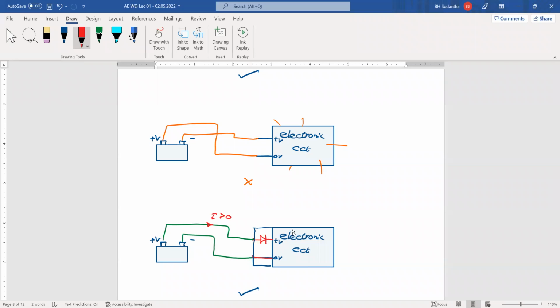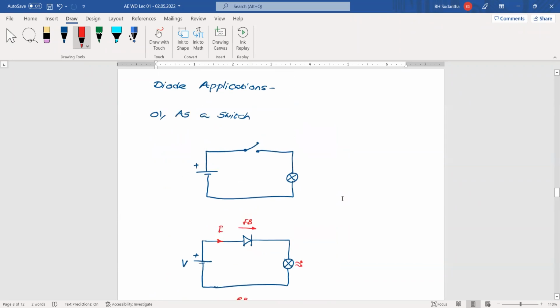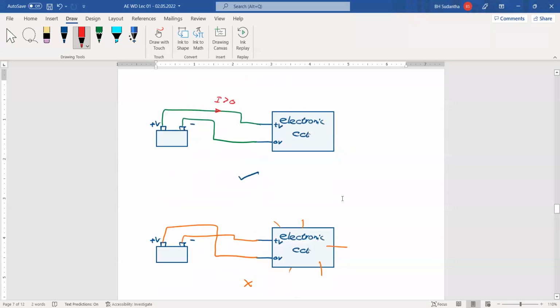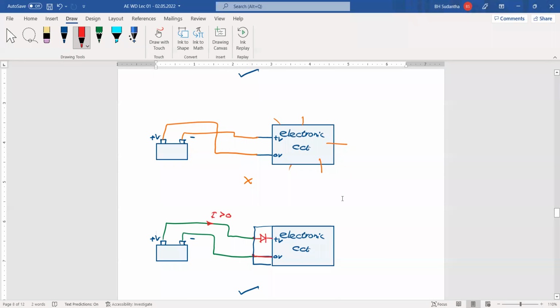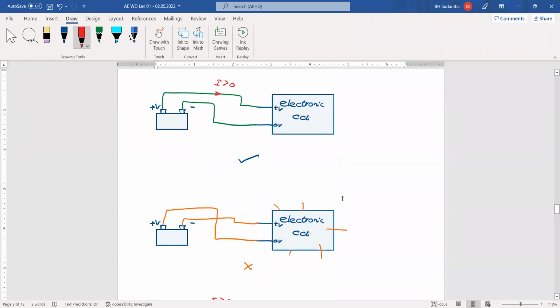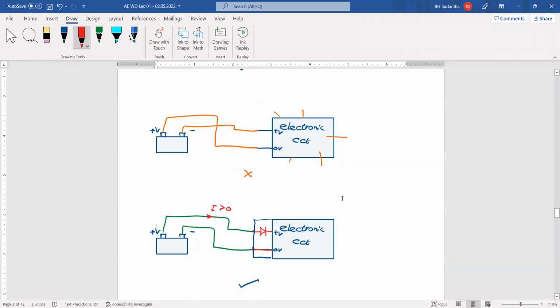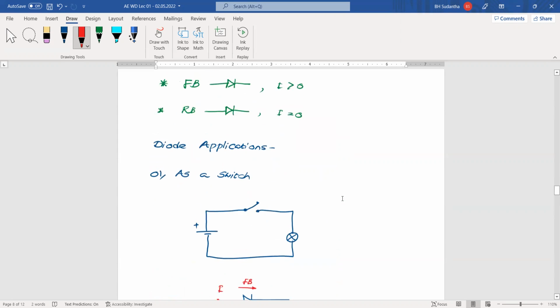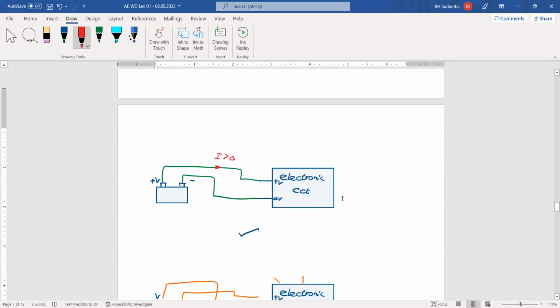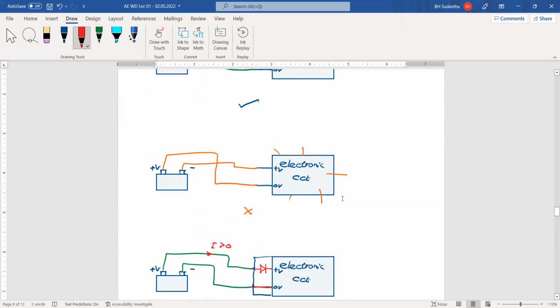Then this is the application. You can use this diode as a switch. When you have the correct polarity, it will be working. If you don't have correct polarity, it will be stopped. Okay, this is the way that we can use this diode as a switch. Any problem?